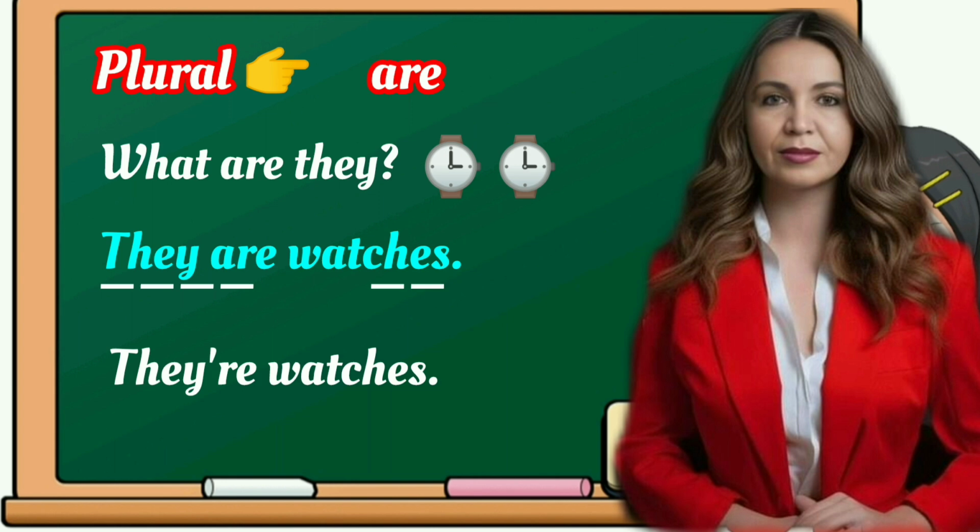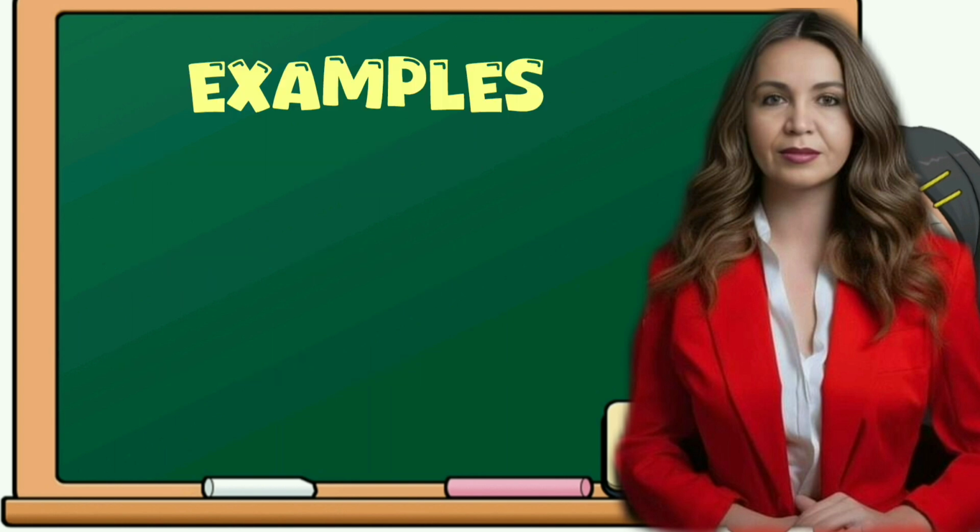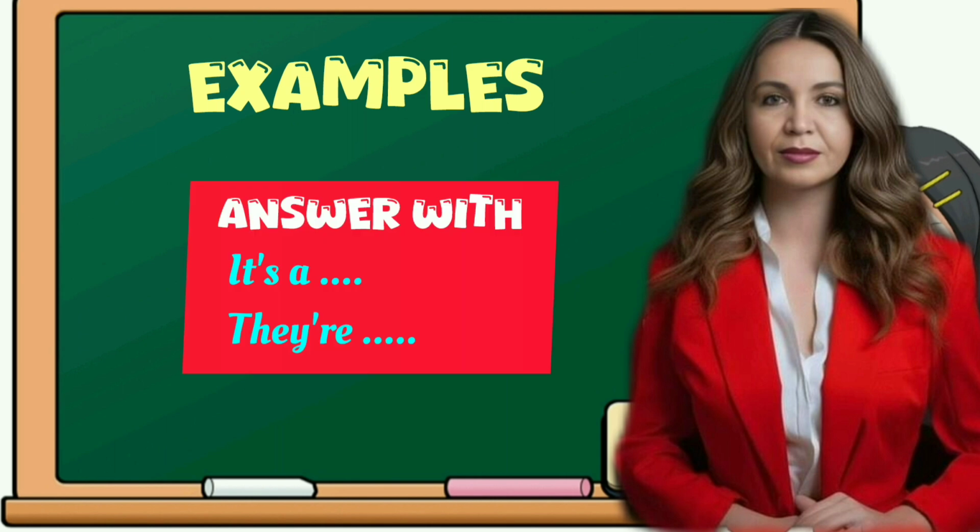If you have any doubt regarding this, I have already made a video. You can go to the description box. The link is there. Let us have more examples. We are going to look at these pictures. Remember, the answer should be with it's a or they are. Let us look at the first one.